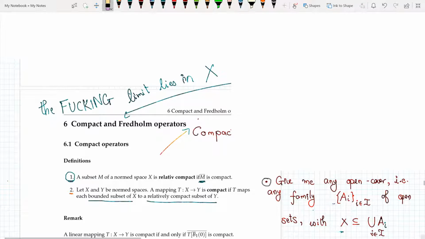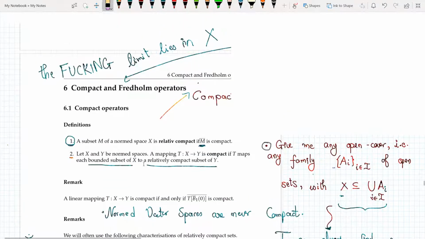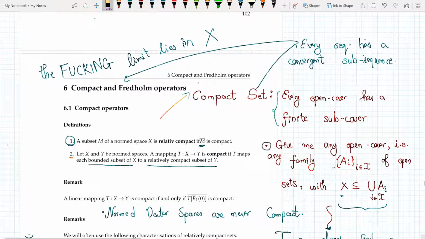So when I defined the concept of a compact set, I said that every sequence has a convergent subsequence. But what I mean by convergent subsequence is that the limit must lie in X. That's the point here. But in that case, the limit can be in M closure. Okay, so that's the only difference.